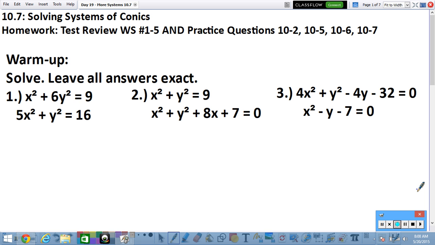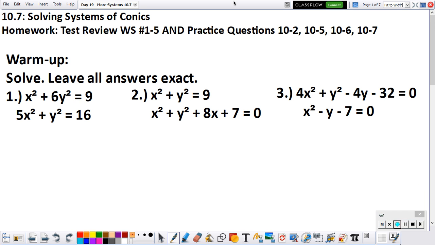Okay, so when I look at number 1, I see that it's a good problem for elimination. So the first thing I'm going to do is decide which variable I want to eliminate. And I think I'm going to eliminate the x, just because it's right there. The way I'm going to do that is multiply the first equation by -5. So I'm going to have -5x squared minus 30y squared equals -45. I'm going to recopy the other equation.